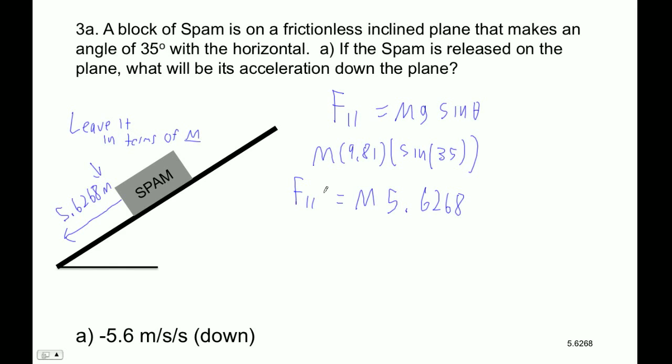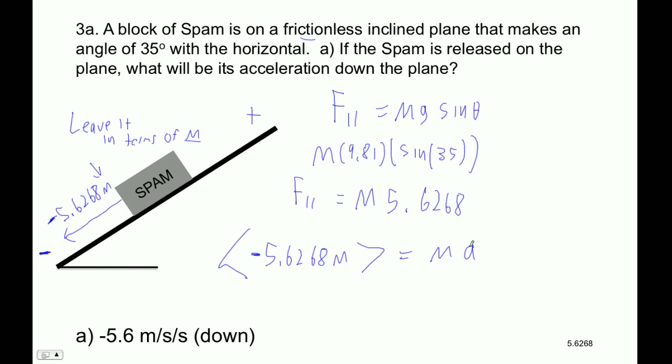Okay, and let's see what happens. So now we set up our equation. If it's a frictionless plane, this is the only force acting on it, right? And so up the plane is positive, down the plane is negative. So this is negative, right? And our sum of forces is negative 5.6268 m equals m times a.